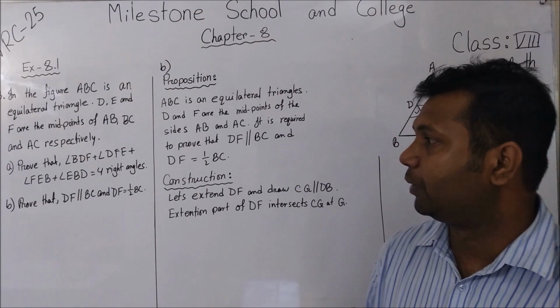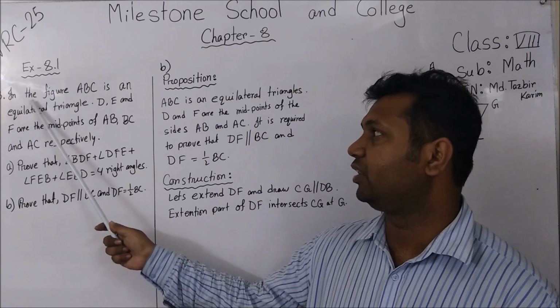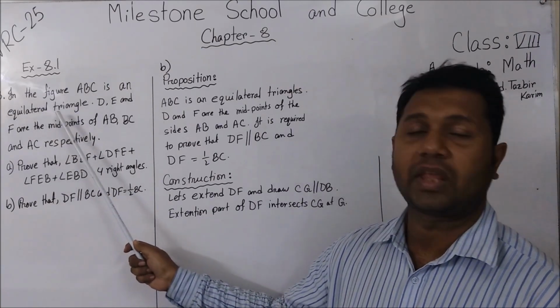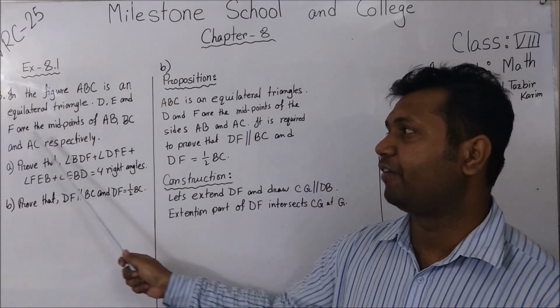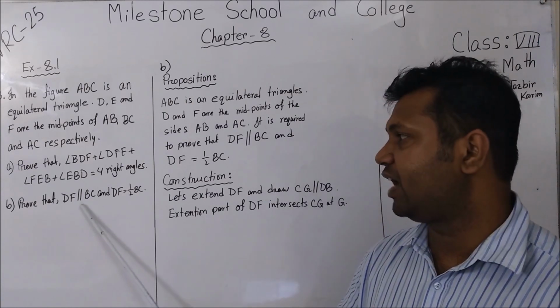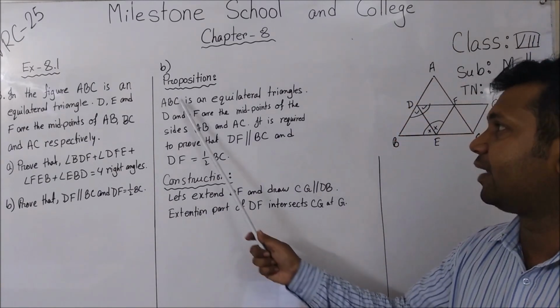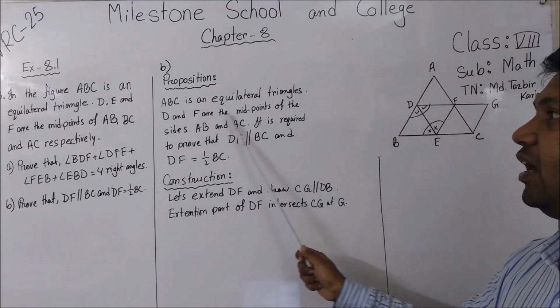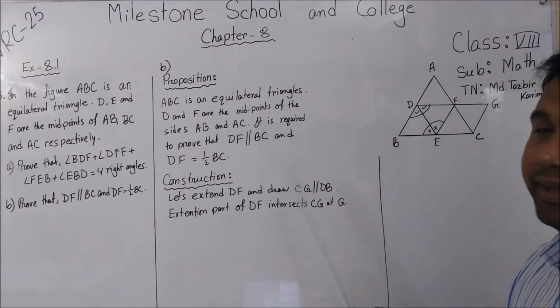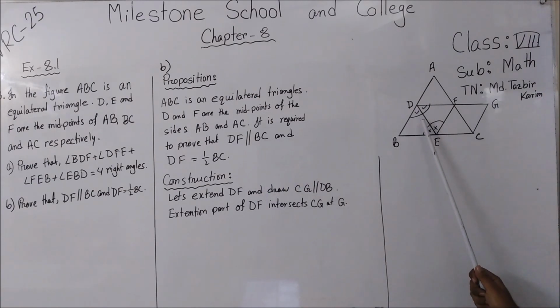This is question number B that we are going to prove. So again, I just want to read the question. In the figure, ABC is an equilateral triangle. D, E and F are the midpoints of AB, BC and AC respectively. Prove that DF parallel BC and DF equal to half of BC. So here ABC is an equilateral triangle. D and F are the midpoints of the sides AB and AC. It is required to prove that DF parallel BC. So DF, where is DF? This is your DF parallel to BC, and DF equal to half of BC.